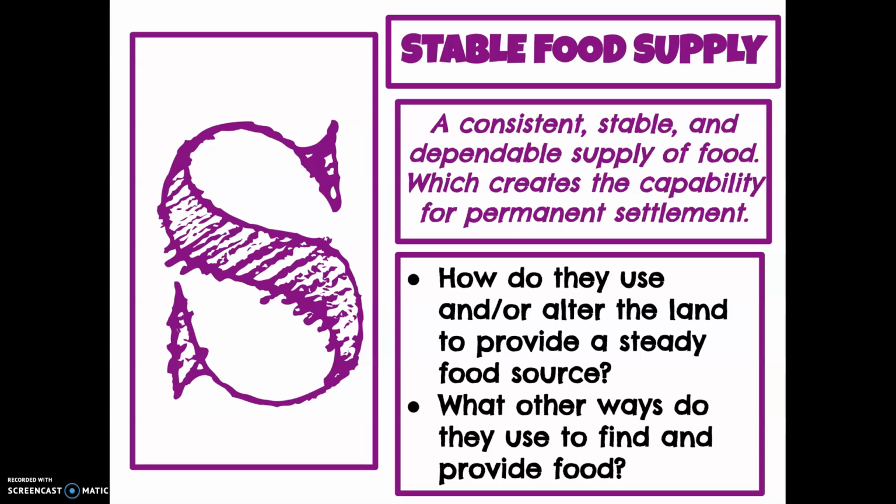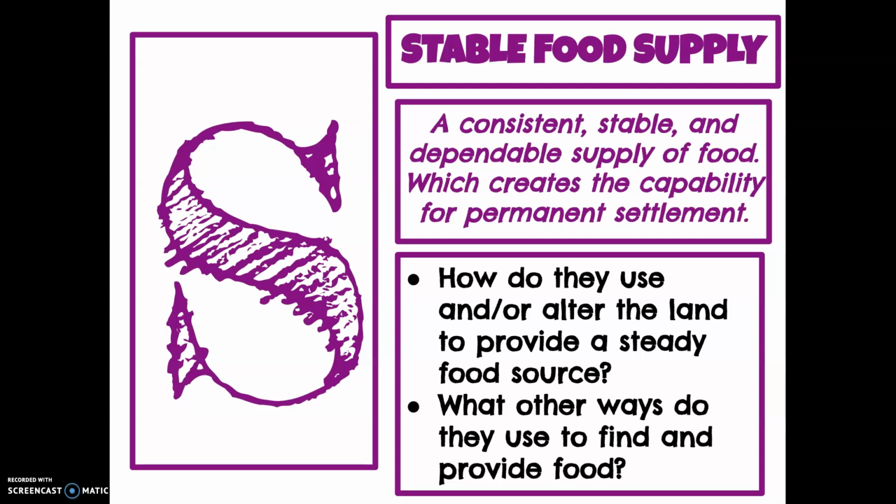So a stable food supply is a consistent, stable, and dependable supply of food, which creates the capability for permanent settlement, meaning they don't have to run day after day after day to find their next meal. The reason why this is important is that you have a stability not in just the food that you eat, but that allows you to stay in one place, which then in turn helps you with all the other elements of civilization.